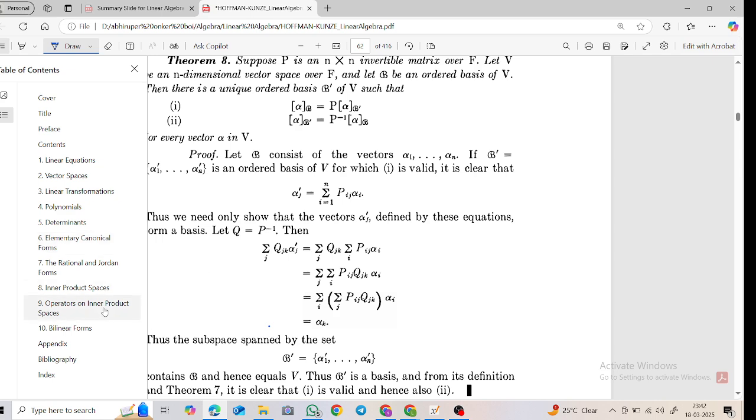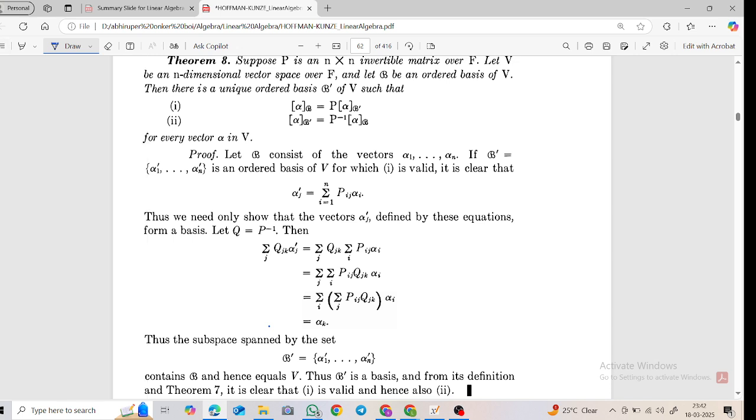There are other very important things also: operators on inner product spaces, bilinear forms, but these we will cover, I think, in the PhD class. These are not needed in this module 2 course. Okay, so please go through Theorem 8. You can see this in detail at home. Just look at the statement and have a look at the sketch. Don't go into too much detail.